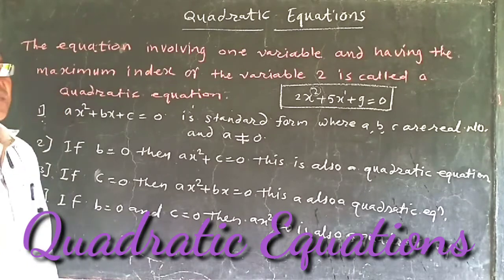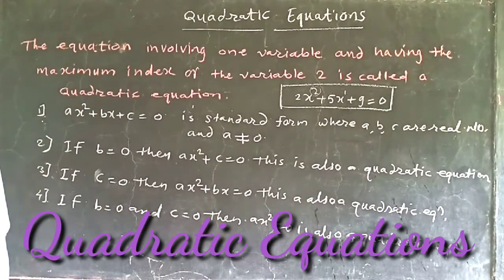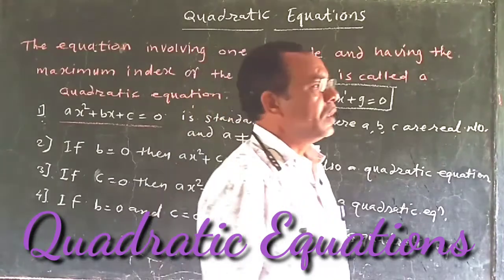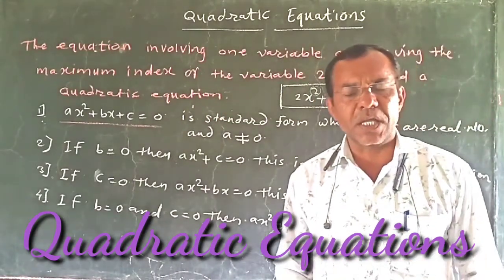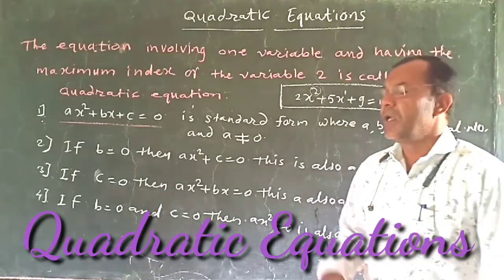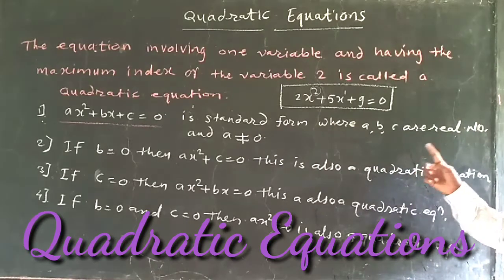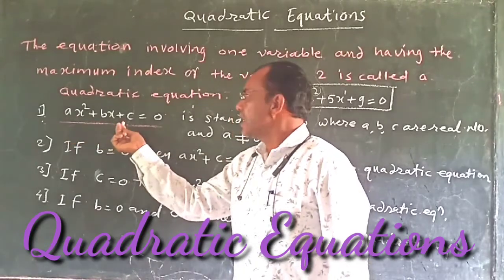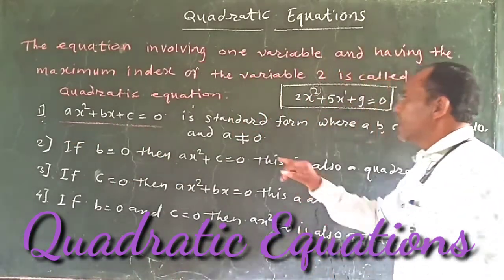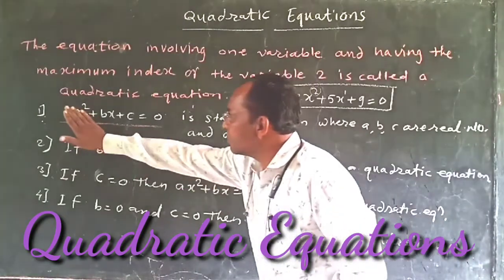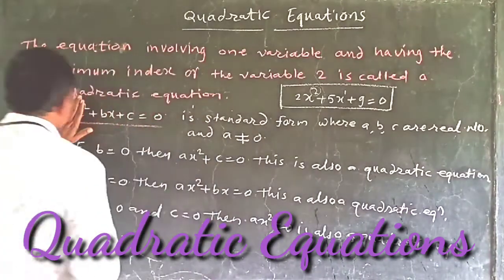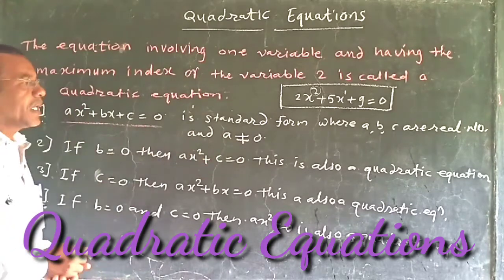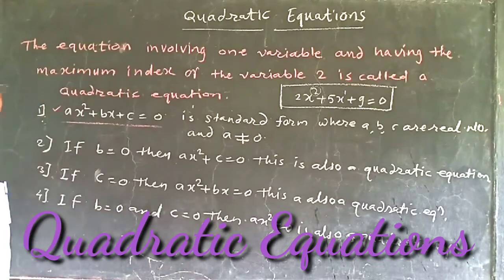Friends, now we see the general form of the quadratic equation. ax square plus bx plus c is equal to 0 is the standard form or general form of the quadratic equation. Here a, b and c are real numbers and a is not equal to 0. अगर a is equal to 0 होता है तो we remain only bx plus c, and it is not a quadratic equation. Therefore, a is not equal to 0. It is the first standard form of the quadratic equation.